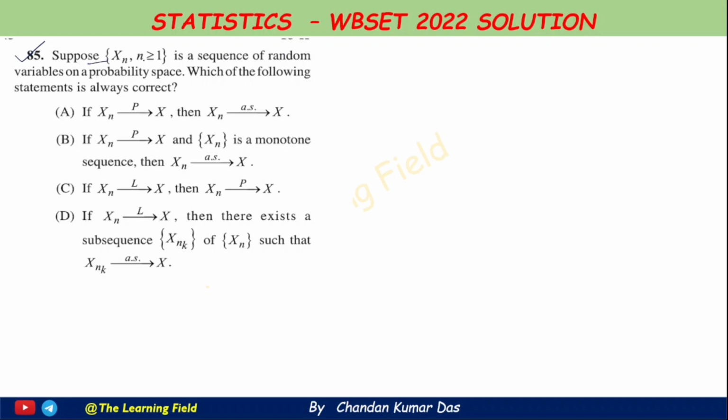It says that suppose Xn, n greater or equal to 1, is a sequence of random variables on the probability space. Which of the following statements is always correct? First we identify which topic this question is made from. This question is made from the limit theorems, which is a very important chapter for probability. Which of the following statements is always correct here?